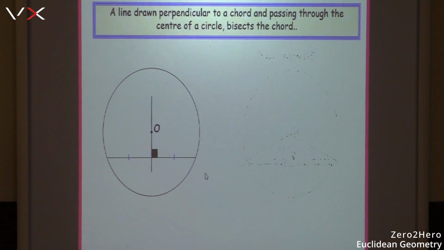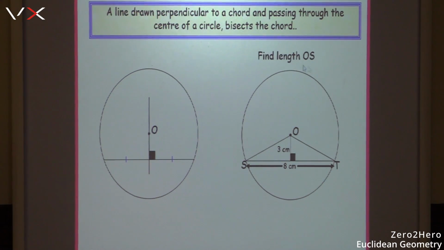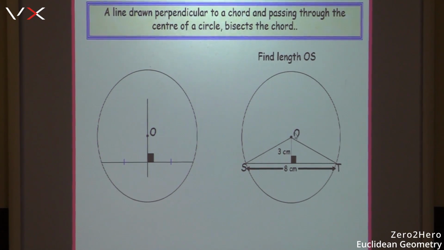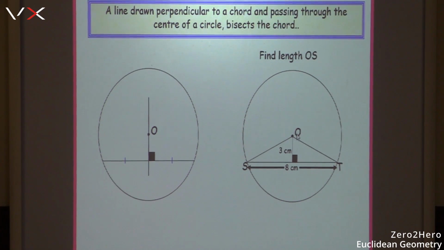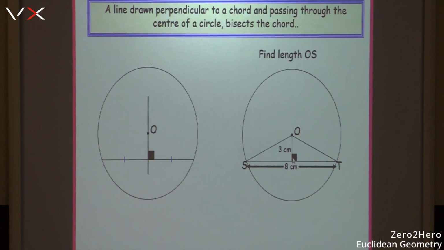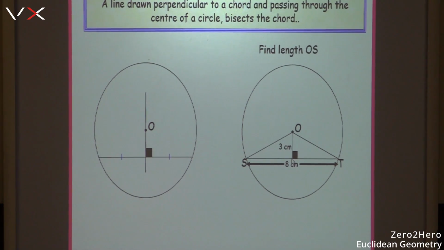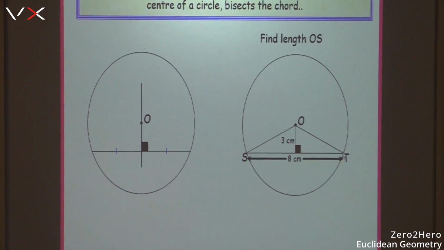That theorem is important. An example, if you go to the exam and we're going to find the length of OS, where is OS? This is OS. How do you go about doing this? Applying this theorem. Because we've got the same scenario. We've got a line that is drawn from the center of a circle perpendicular to this chord. What does it do? It bisects the chord. So this side from S to the center is the same as from here to the other side.